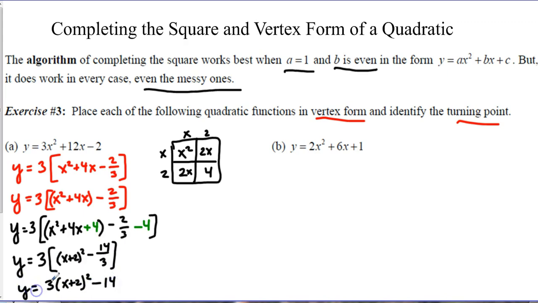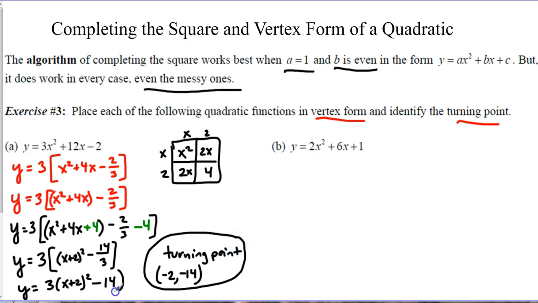So now I've got it in vertex form. So I can see the vertex. Okay, so normally, as we said before, all parabolas that aren't shifted have their vertex at 0, 0. So this one has a vertex shifted 2 to the left. So that's going to mean a vertex of negative 2. And this one shifted down 14 units, so its vertex is at negative 2, negative 14. So that's the vertex or the turning point. So we've got that, and we have our vertex form.